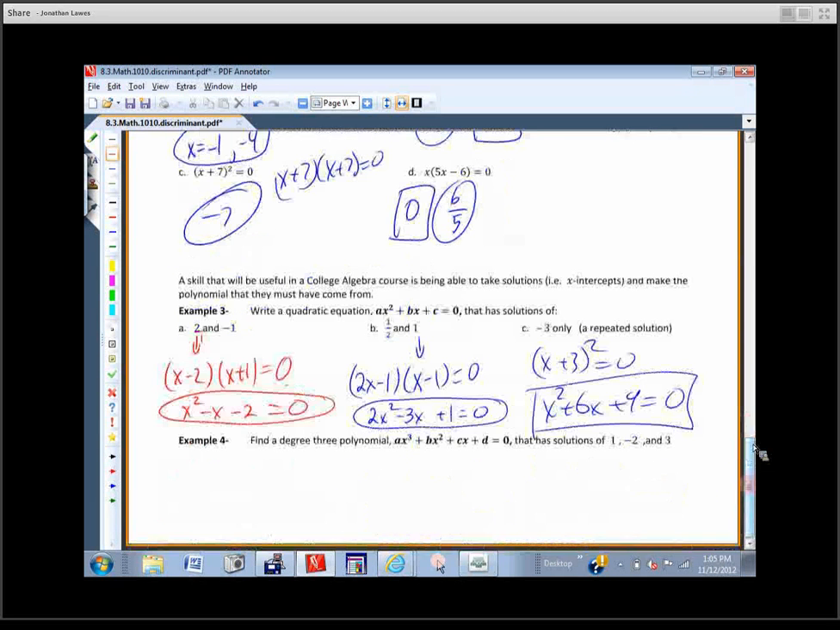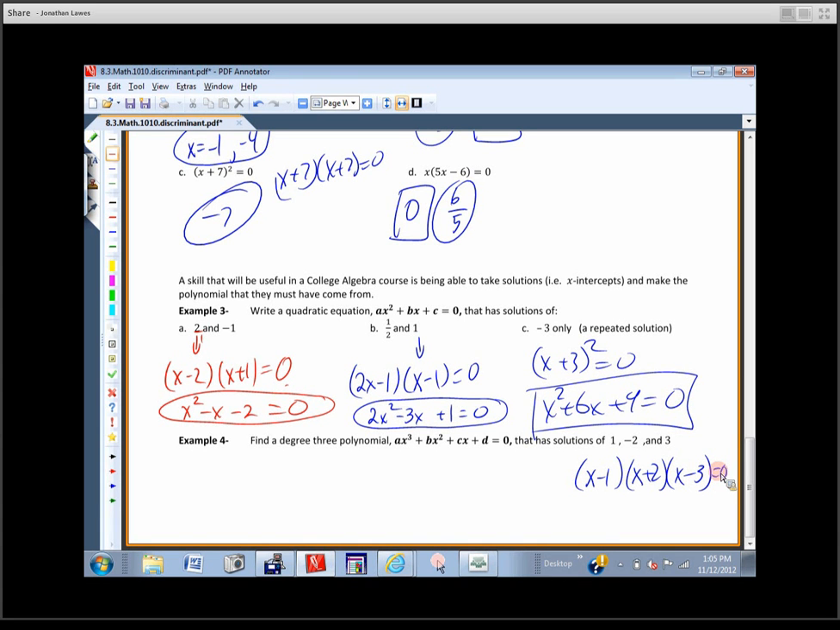And let's take a look at the very end there. It says, find a degree 3 polynomial that looks like that. So notice all we do is we add one more term. So we've got an x cubed, an x squared, an x, and then a plain old constant term that has these as solutions. So if 1 is a solution, what's the factor that it came from? X minus 1. If negative 2 is a solution, it must have come from a factor of x plus 2. And if 3 is a solution, x minus 3. Set that equal to 0.